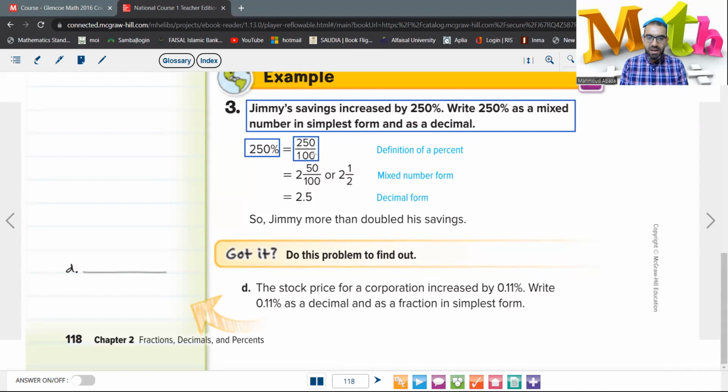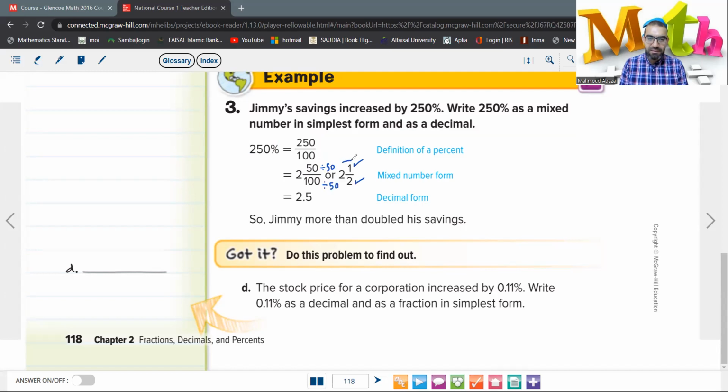250 contains how many hundreds? It contains 2 with remainder 50. So 50 over 100 again. Now you can simplify by dividing by 10, or we can divide by 50 directly. Divide by 50 up gives you 1. Divide by 50 down gives you 2. So it's 2 and 1/2, and we know that as a decimal it's 2.5.